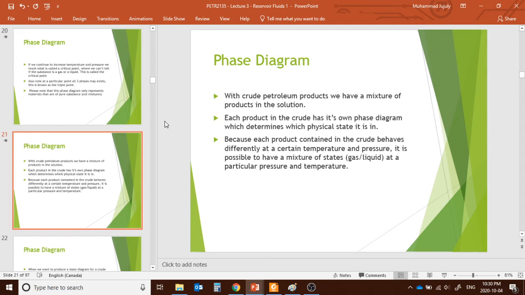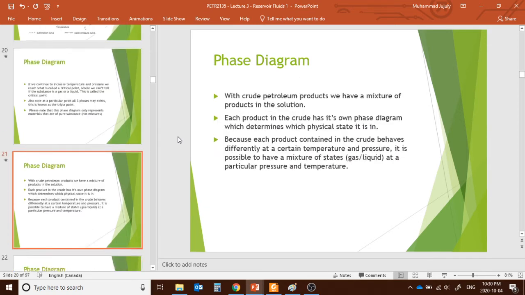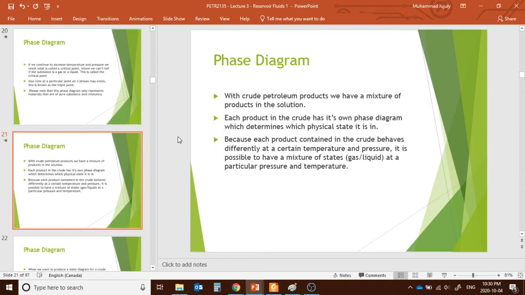Like I mean the crude oil product, we have a mixture of the product in the solution, and each different component of the crude oil has its own phase diagram. Okay, for instance heptane has its own phase diagram, or decane has its own phase diagram, or methane has its own phase diagram, like that. Okay, so because crude oil is a mixture, right? So that's actually what happens.